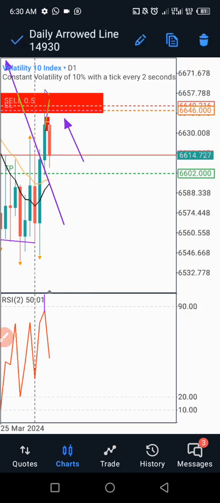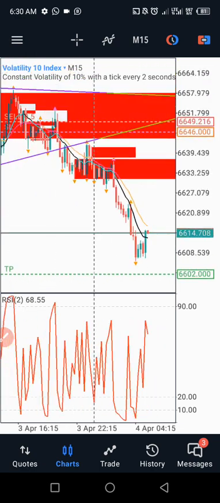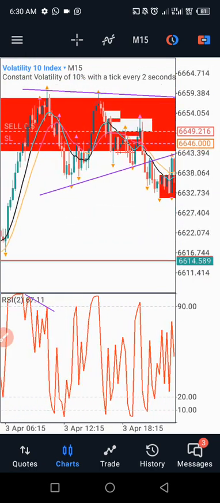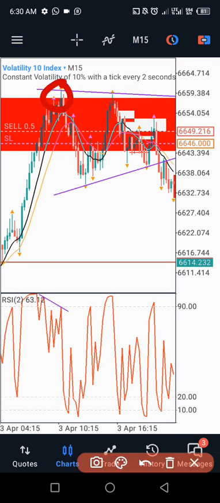Okay, go to the 5 minutes or the 15 minutes time frame. On the 5 minutes or 15 minutes time frame, we'll be able to identify our double top.